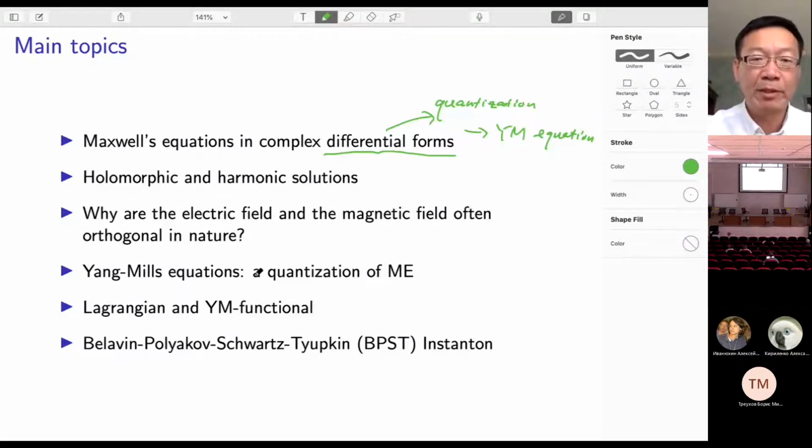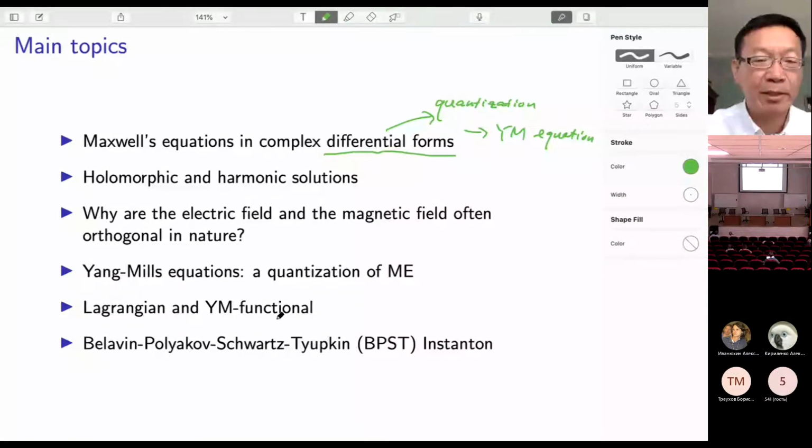And then the Yang-Mills equation is a quantization coming from this differential form approach. And then we will look at the Lagrangian and the Yang-Mills functional. And the variation equation of this Yang-Mills functional is the Yang-Mills equations, and we'll take a look at that. And then in the end, we'll come back to the classical Belavin, Polyakov, Schwartz, and Tyupkin solution. It's a so-called self-dual solution. This is an anti-self-dual solution.